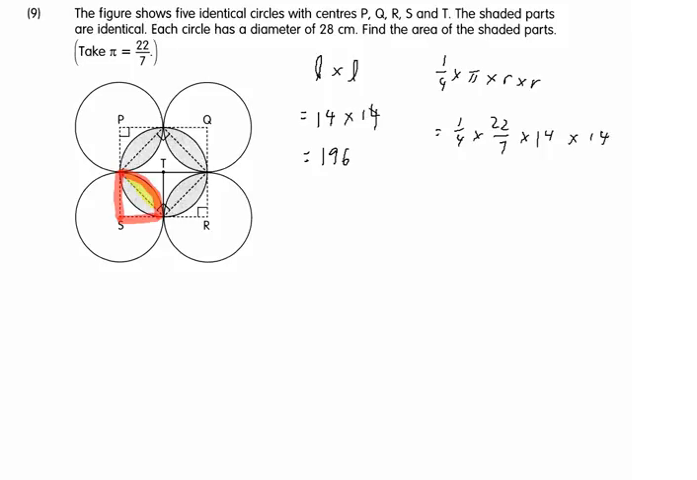Wendy, what's the answer? So it's 154. So we know that the area of the square is 196. The area of the quadrant is 154.